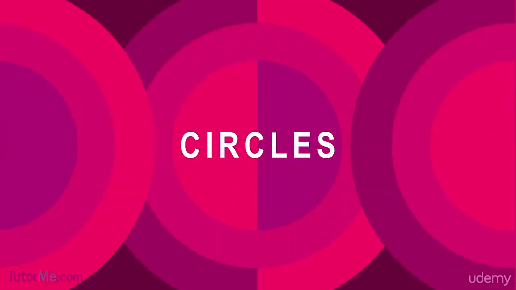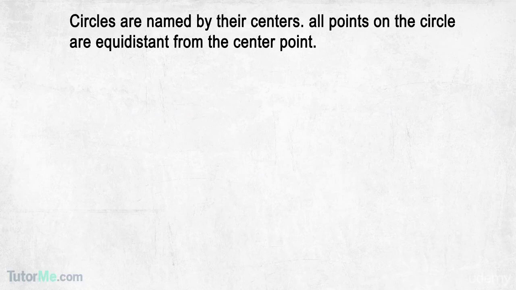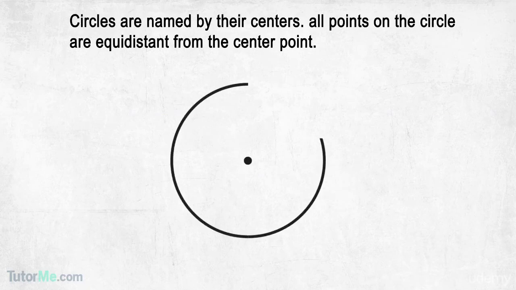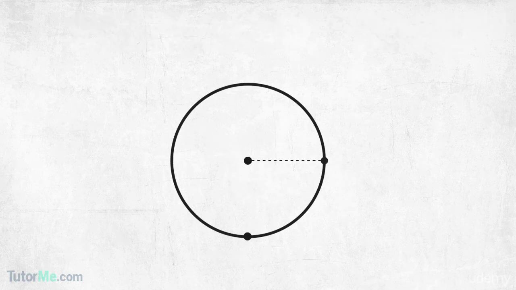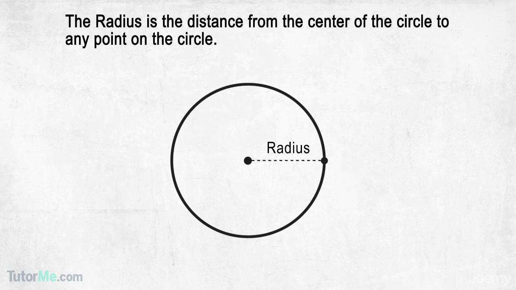Circles. Circles are named by their centers. All points on the circle are equidistant from the center point, as you can see in the illustration below. The radius is the distance from the center of the circle to any point on the circle.